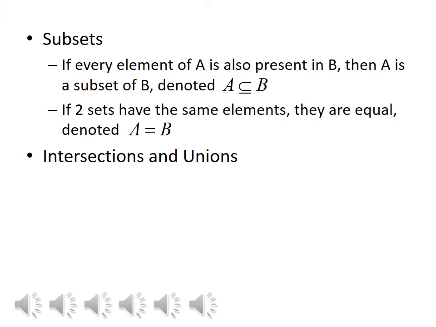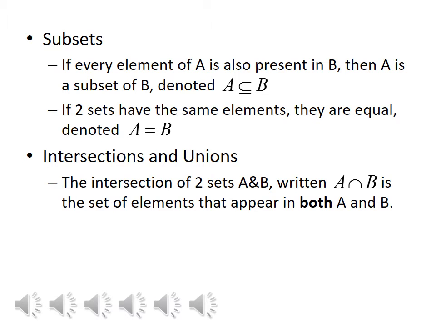Now we'll talk about intersections and unions. The definition of the intersection of two sets, A and B, written A with an upside down U and a B, is the set of elements that appear in both A and B. So to find the intersection, you'll look at your two sets, A and B, and you'll pick out all of the numbers or elements that are common between the two.